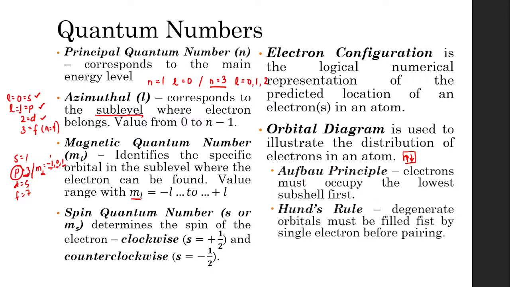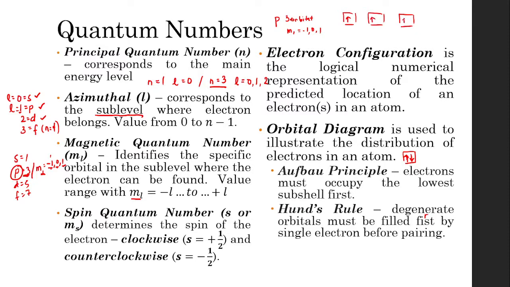Next, we have Hund's rule. Hund's rule is that the degenerate orbitals must be filled first by a single electron before pairing. So remember, for Hund's rule, for P, we know that we have 3 orbitals, right? And these orbitals, of m sub l, can either be -1, 0, and 1, which means we can draw it something like this.